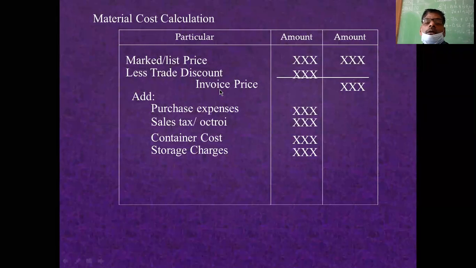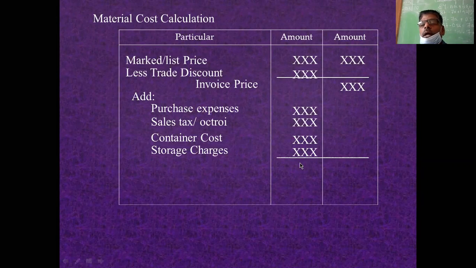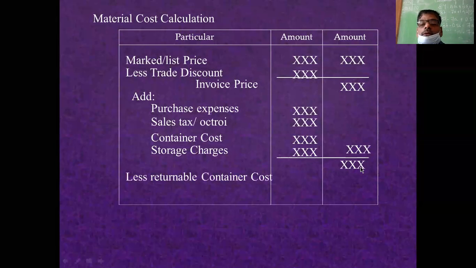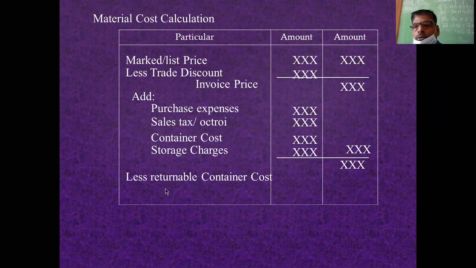Okay. Invoice price of the goods, then whatever additional expenses you incur on those material, you take in the inner column, add all these items. Add all these items and take to the outer column, and then you take the total of the outer column. This is cost, the total cost. Out of this, you deduct if there is a credit by the supplier for the return of containers.